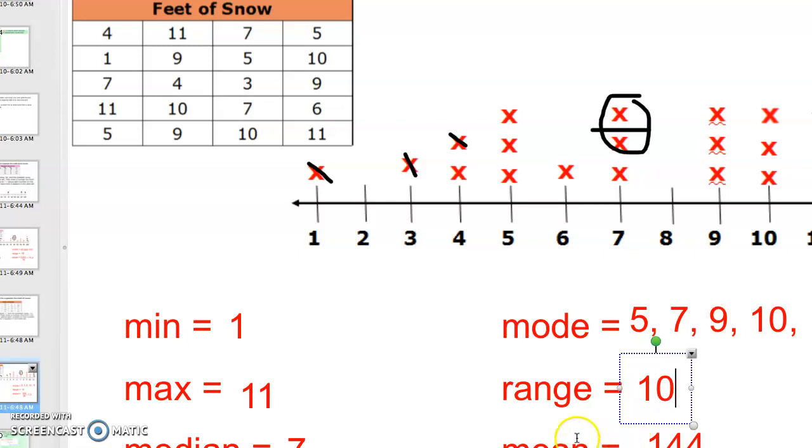The mean is your last one. You add them all together and divide by how many numbers you have. So 1 plus 3 plus 4 plus 4 plus 5 plus 5 plus 5, and so on and so forth. If you add them all together, you get 144 divided by 20 because there are 20 data values, and that's 7.2. So your mean is 7.2. It's really close to your median. It's great. Okay. So these are line plots.